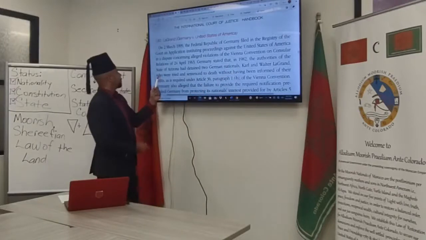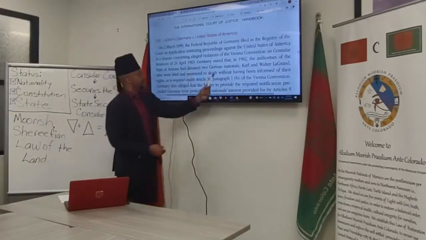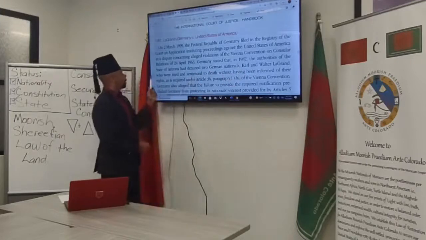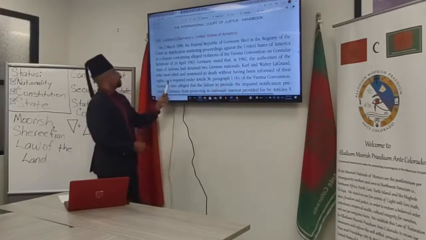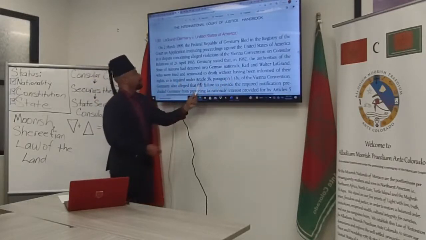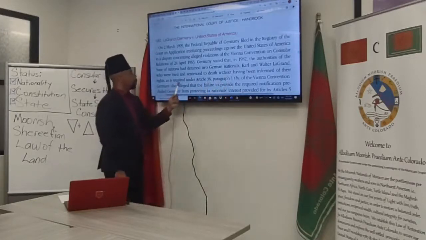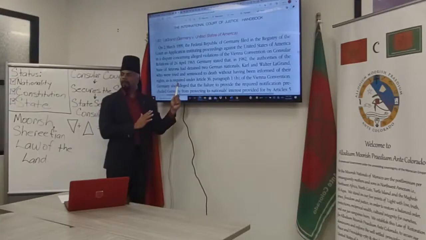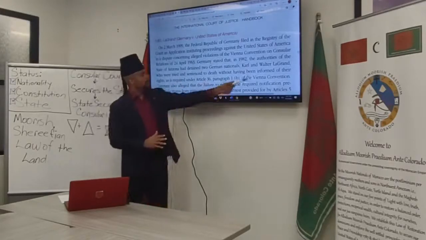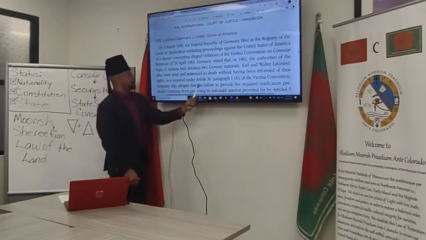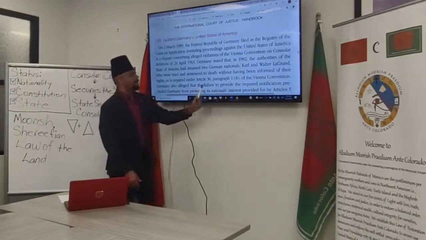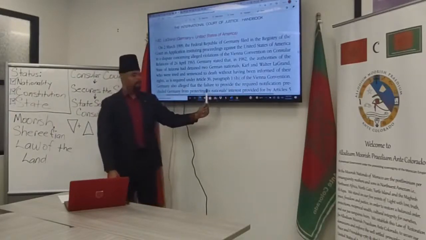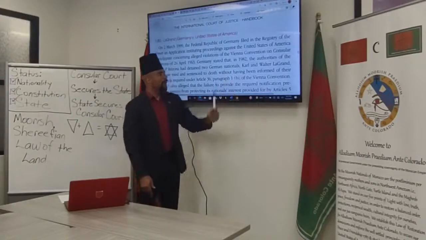Carl and Walter LeGrand were tried and sentenced to death without having been informed of their rights as required under Article 36, Paragraph 1B. Talking international law, these are requirements of the Vienna Convention. Germany also alleged that the failure to provide the required notification precluded Germany from protecting its nationals, not its subjects, not its proteges, and not its white people. Nationals' interest provided for by Article 5. We'll talk about that in a minute.